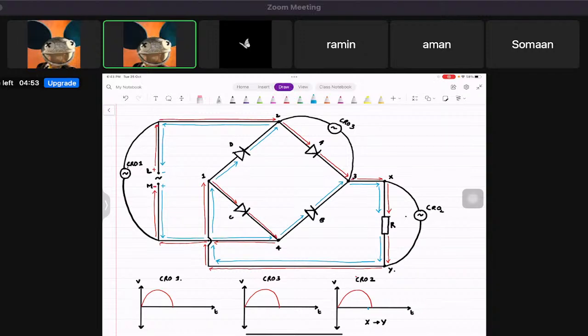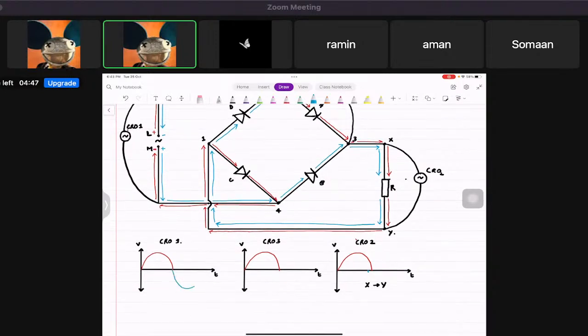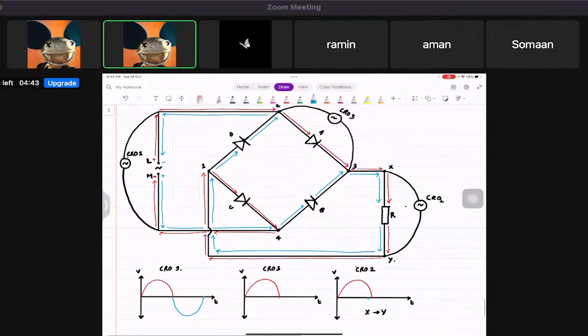So CRO1 that you see is basically monitoring that the currents go in opposite directions, like you can see blue and red are opposite. CRO3 does not show anything after half a cycle because only red current goes through that, never blue. But for CRO2, both currents are in the same direction, so it also shows blue in the same direction, so it has been fully rectified. Do you understand?